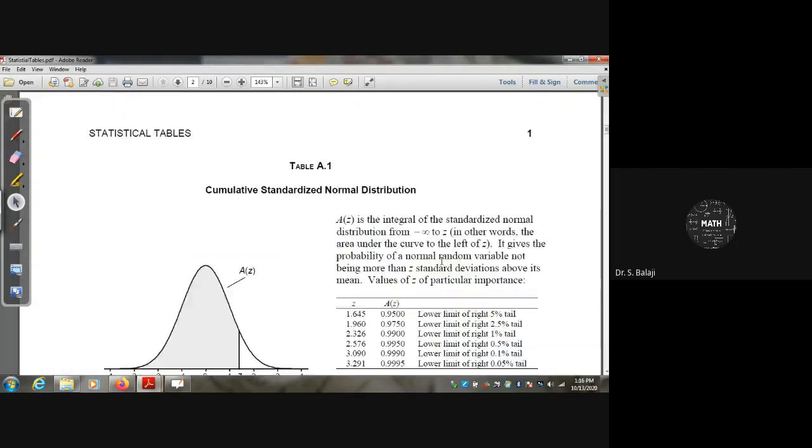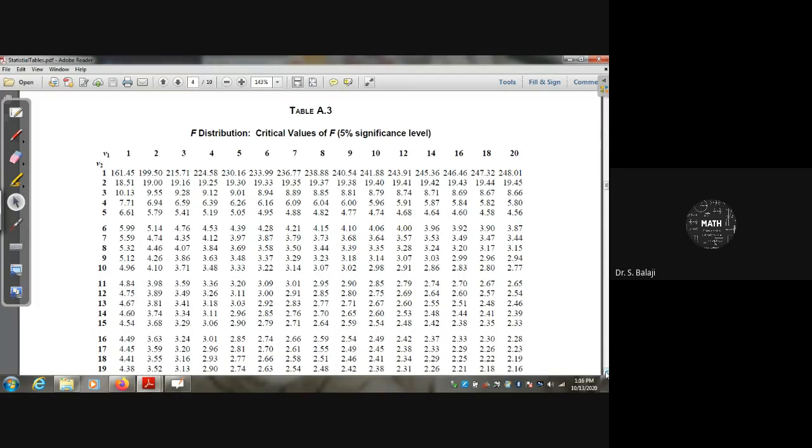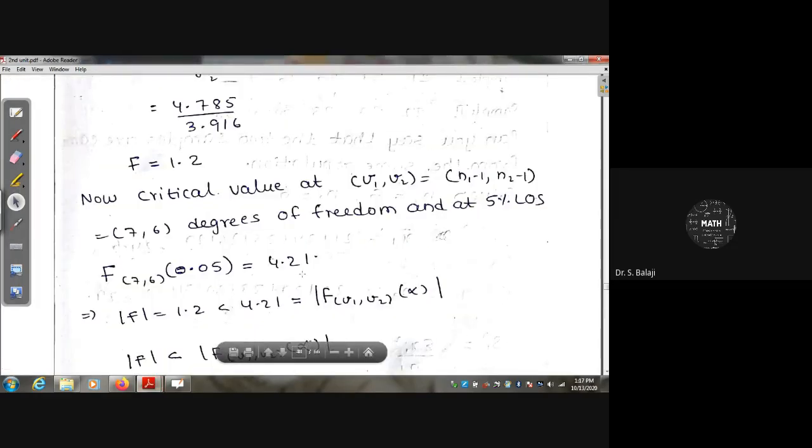Yes, F test we are going to calculate, at 5% level of significance. V1 is 7, V2 is 6 degrees of freedom. The table value for 7,6 is equal to 4.21.